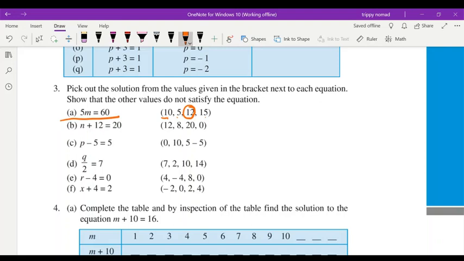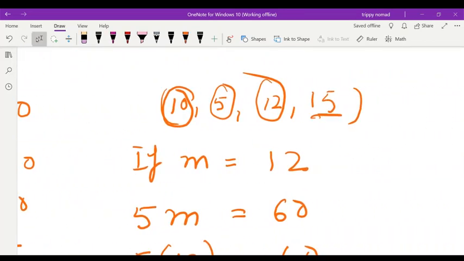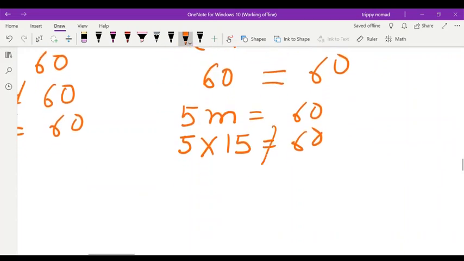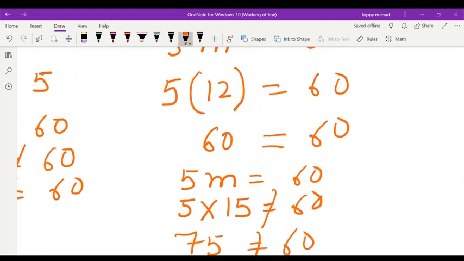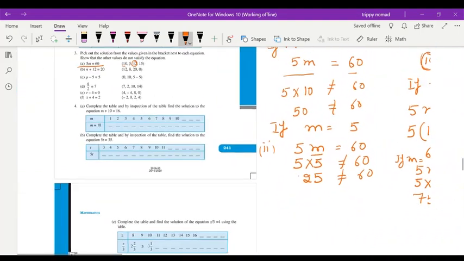I explained, but they asked to show that other values do not satisfy, so you have to write with 15 also, children. Here 15 is not satisfying 5m is equal to 60. If you write 15 instead of m, then you will not get 60, that is 75 is not equal to 60. So you have to show the other values also, because in the question they asked you to show that the other values are not going to satisfy.